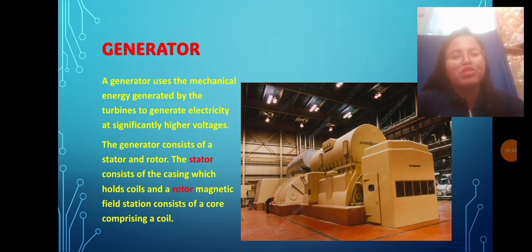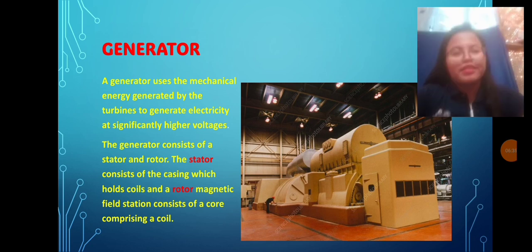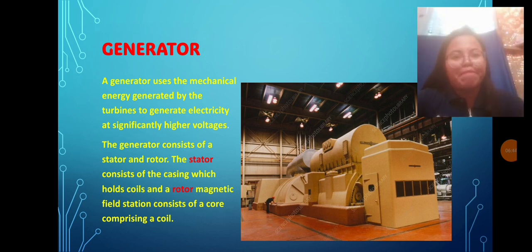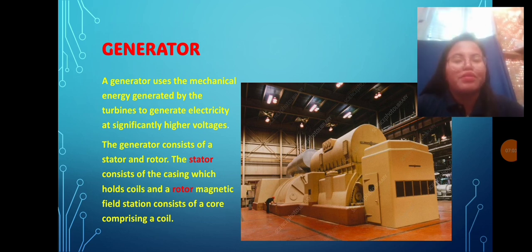Next is the generator. A generator uses the mechanical energy generated by the turbine to generate electricity at significantly higher voltage. The main purpose of a power plant is electricity. Electrical energy is produced by this generator.